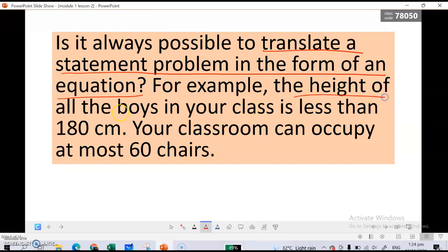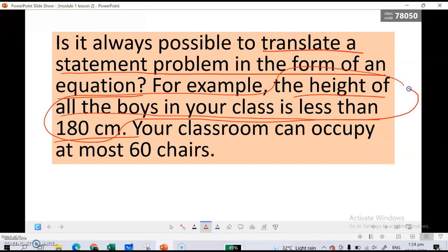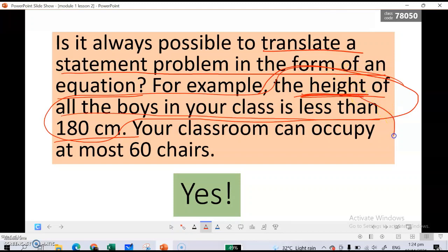Kasi inequality tayo ngayon. For example, we have the height of all boys in your class is less than 180 cm or 180 centimeters. Pwede ba natin tong phrase na to or statement na to i-translate into an inequality? Okay, the answer for that is yes. So, kailangan yung gawin dyan first is you have to assign a variable and then you have to define it. So, dito pinag-usapan yung height, diba? So, pwede mong sabihin dyan na let h be the height of all the boys in your class.